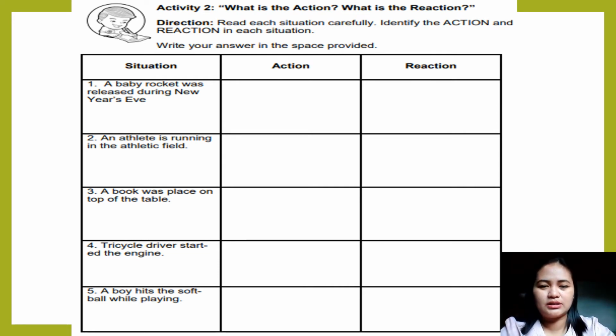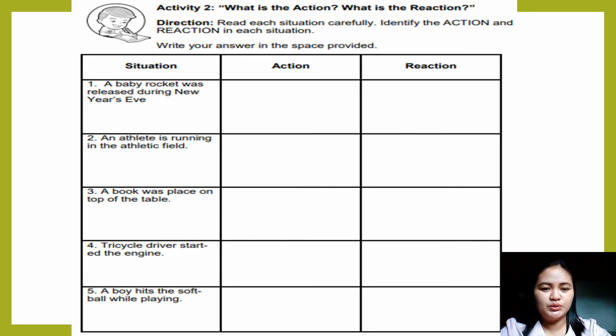Okay, so what is the situation in number 1? A baby rocket was released during the New Year's Eve. So what is that baby rocket? Yung tinatawag na paputok daw sa bagong taon. So there would be an expelling of gas out of the baby rocket and the baby rocket moves forward. So from that happening, you write the action and the reaction.